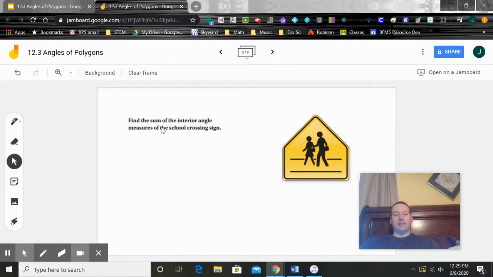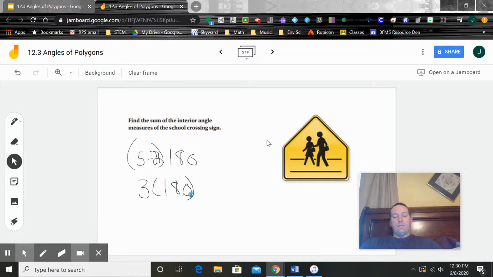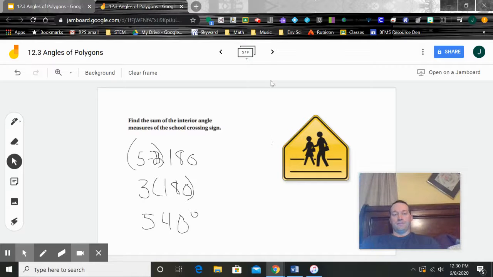So find the sum of the interior angle measures of the school crossing sign. We need to figure out how many sides we have. So 1, 2, 3, 4, 5. So we have 5 sides, minus 2 times 180. Well, 5 minus 2 is 3. 3 times 180 happens to be 540 degrees. The total sum in every pentagon is 540 degrees.